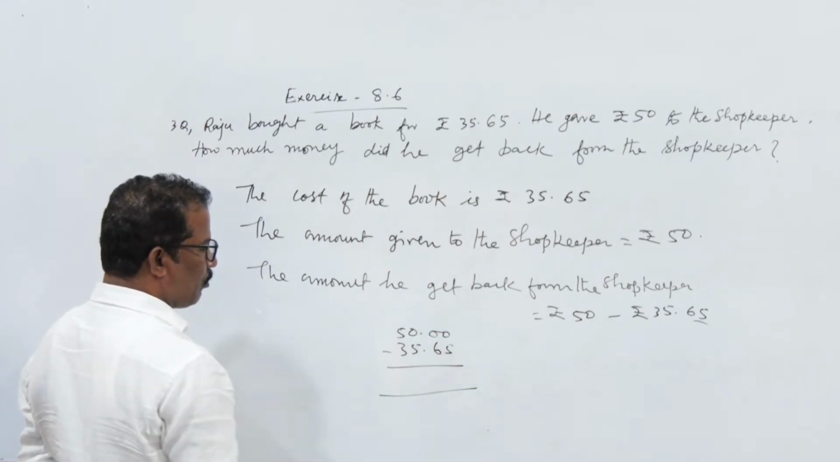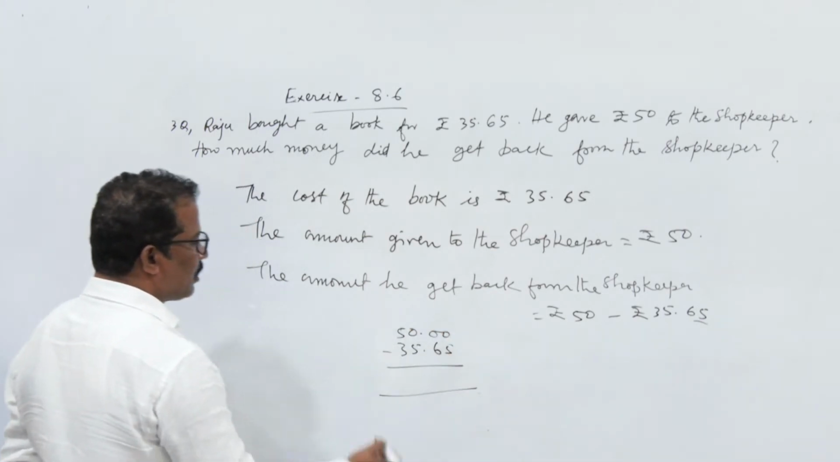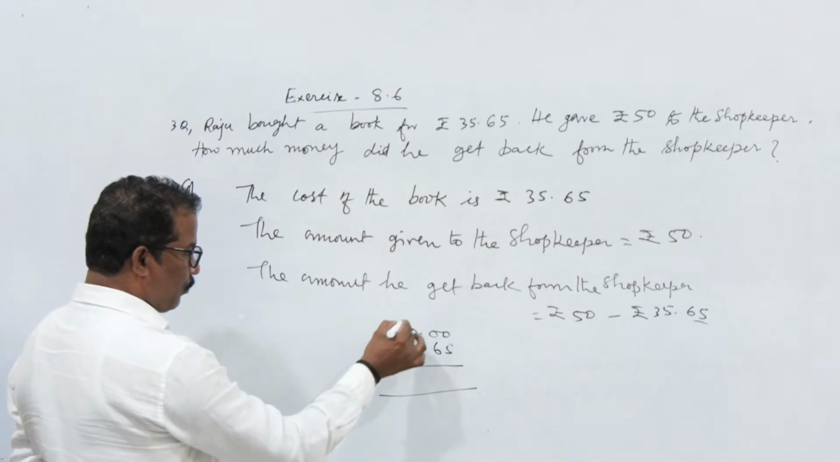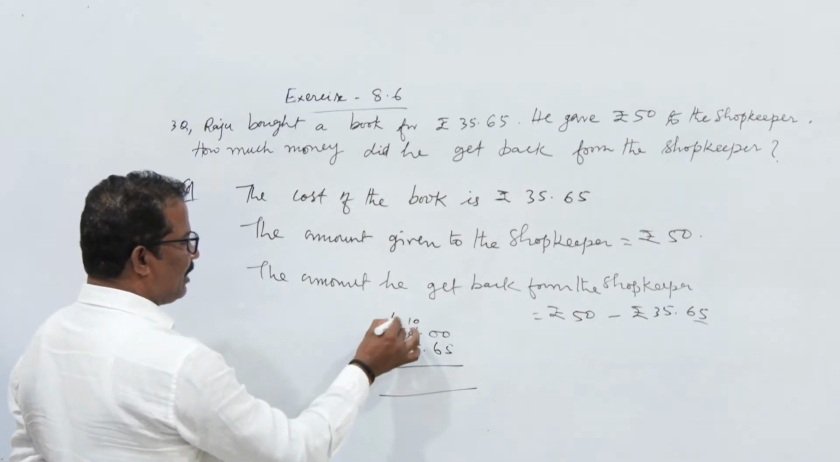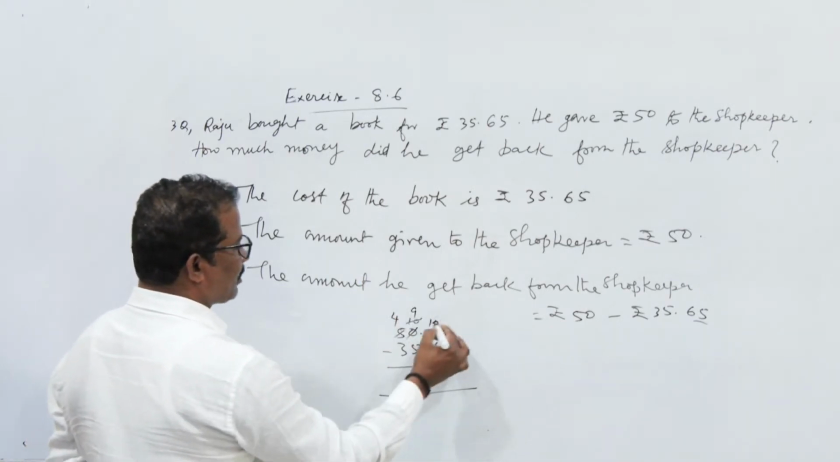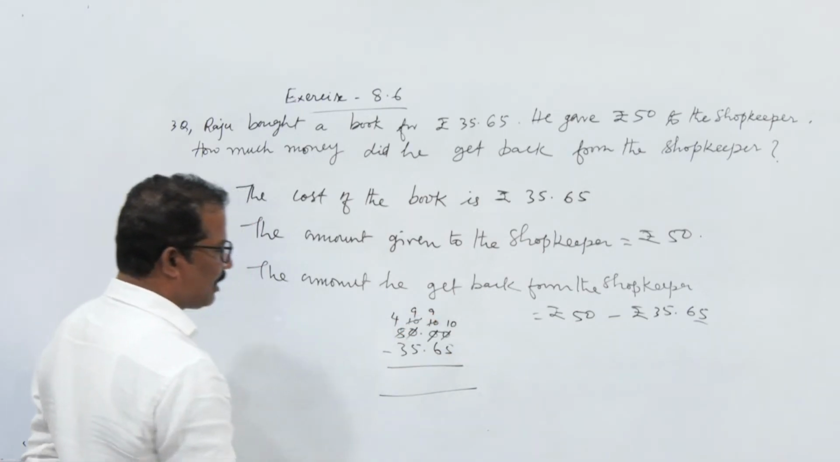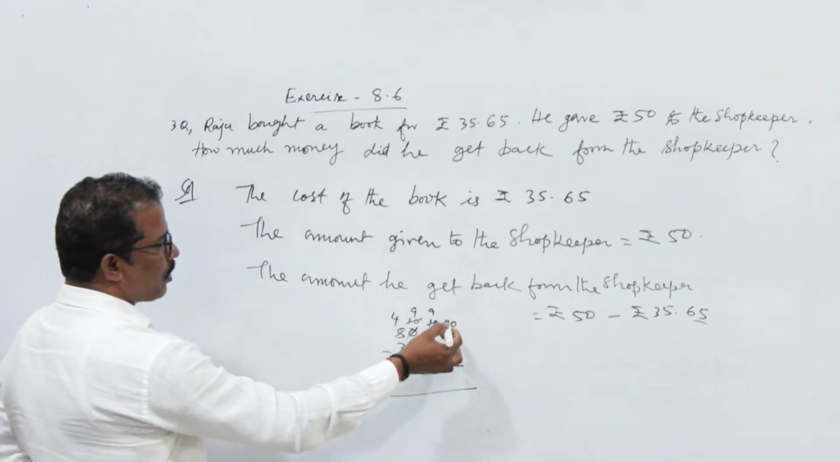Not possible to borrow from this. And here also 0. Not possible to borrow from this. So first we have to borrow for this 0. Now it is 10 and here 4 remaining. From this 10 we can give 1 to this 0. It becomes 10 and here 9 remaining. Understand?